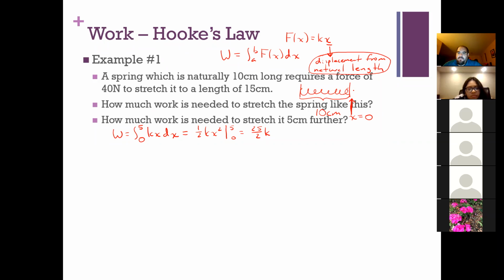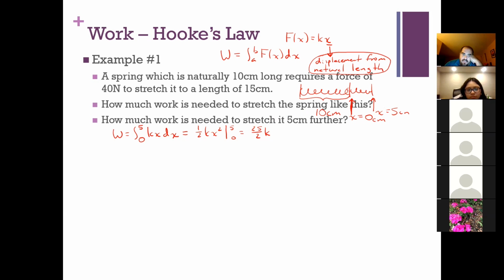So, building on top of that, if I were to extend this out more, then this right here would be x equals 5 centimeters. And x is not always purely some displacement from 0. Really, it's a displacement from whatever the appropriate reference is. In this case, that's the 10 centimeter length of the spring.